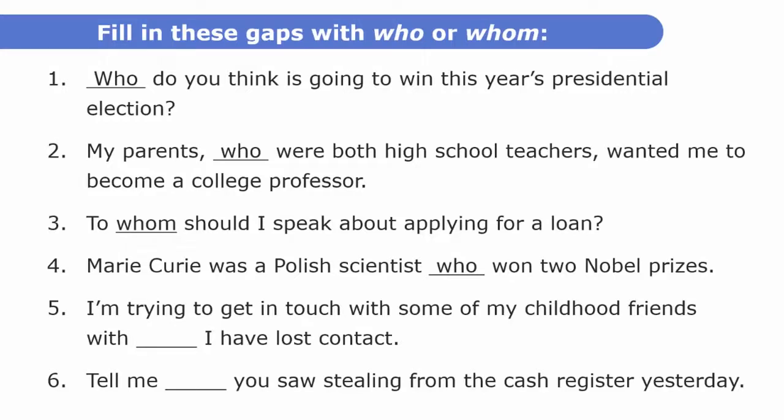Number 5, I'm trying to get in touch with some of my childhood friends, and then you have with. Okay, so again, as soon as you have the preposition, you know that it should be whom. But also, think about the clause at the end. The clause at the end is I have lost contact with them. Okay, so because we have them, when we change it into a relative clause, we write it as whom.